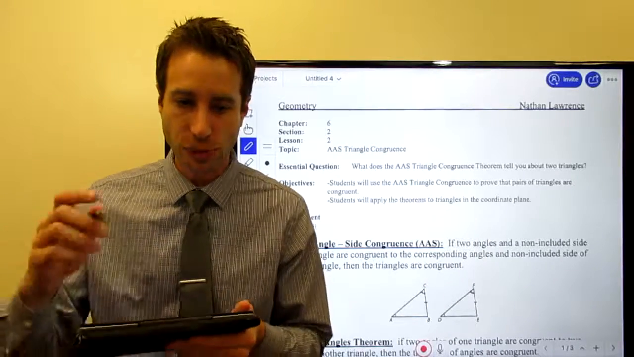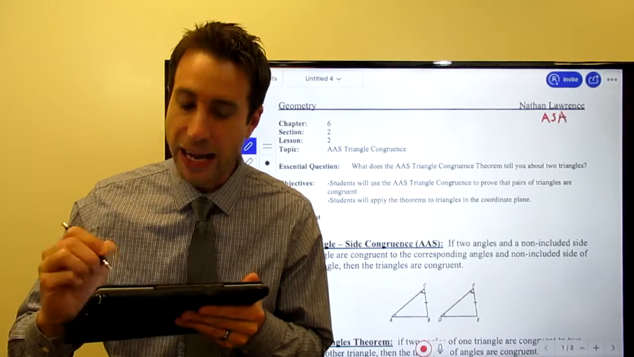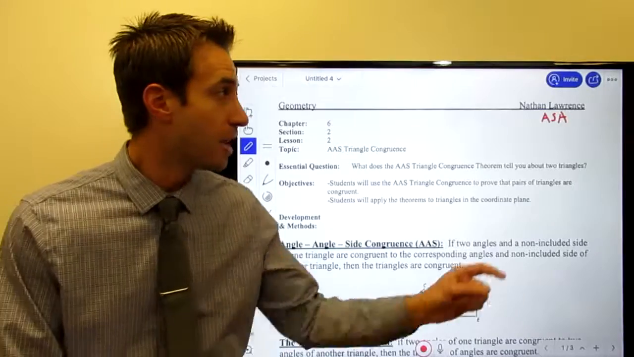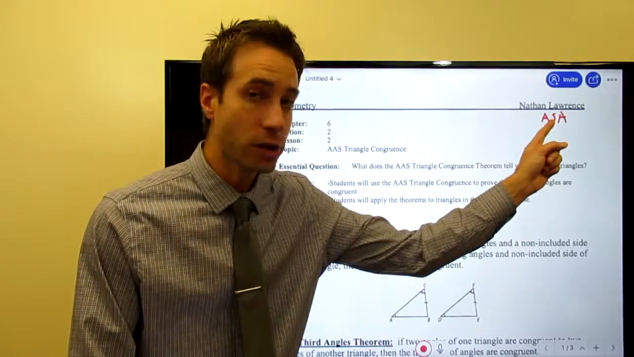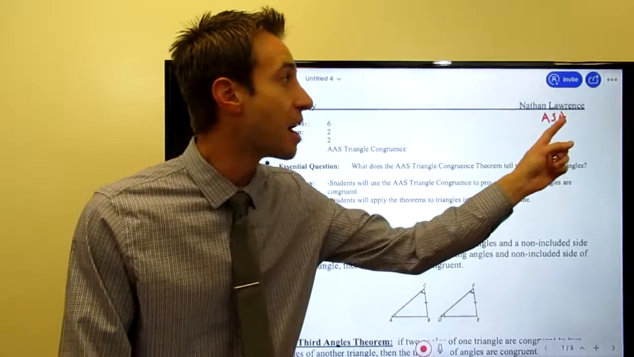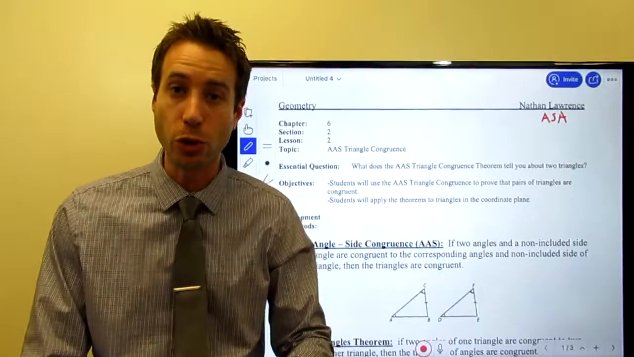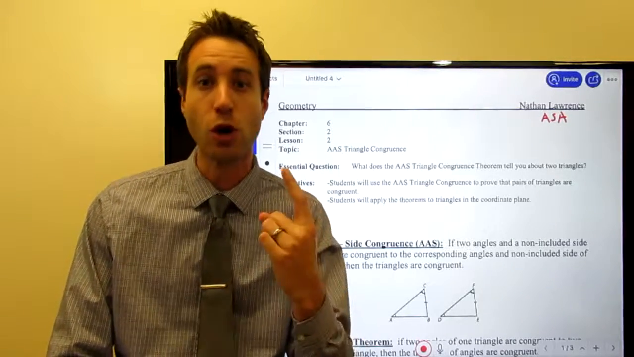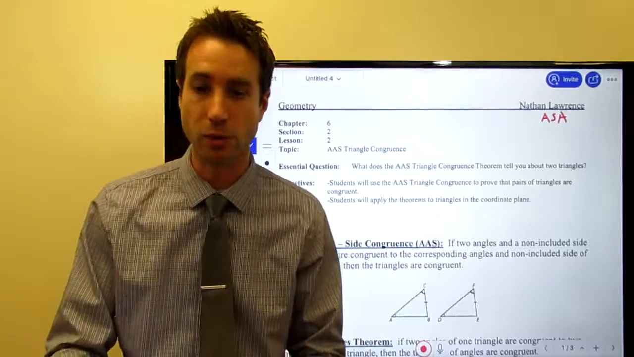In previous sections, we looked at the angle side angle theorem, which says if I can show that a corresponding pair of angles are congruent, that a corresponding pair of sides, it must be an included side, and another corresponding pair of angles are congruent, I know the triangles are congruent, which means I only need to prove 3 things: 2 corresponding angles, 1 included corresponding side. That's enough to know the triangles must be congruent.